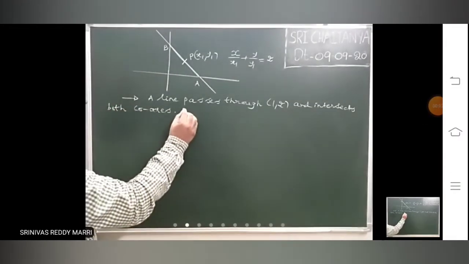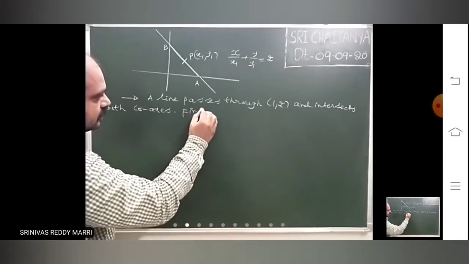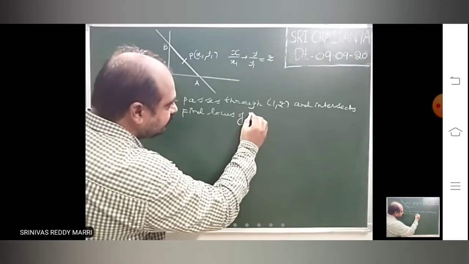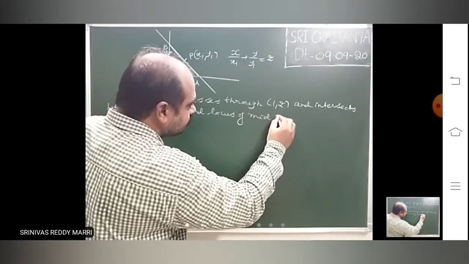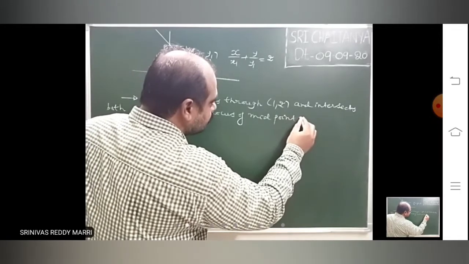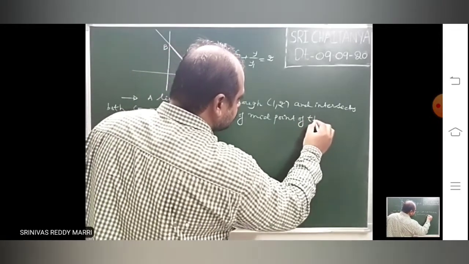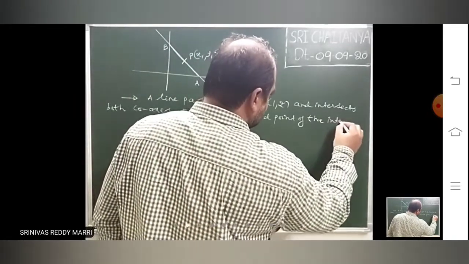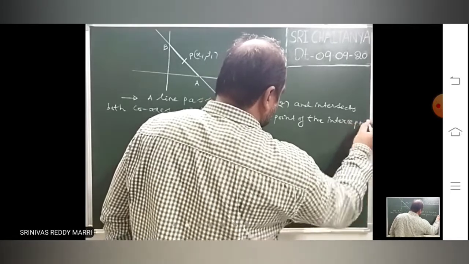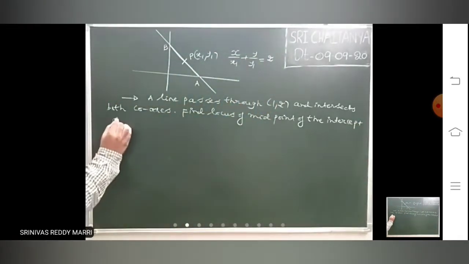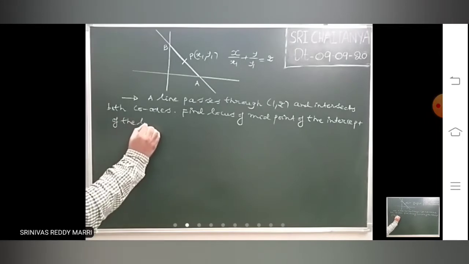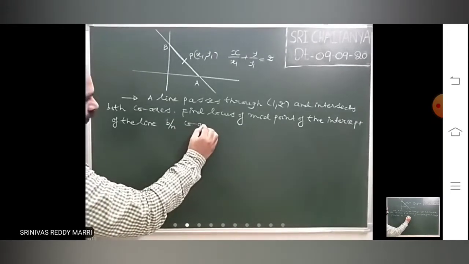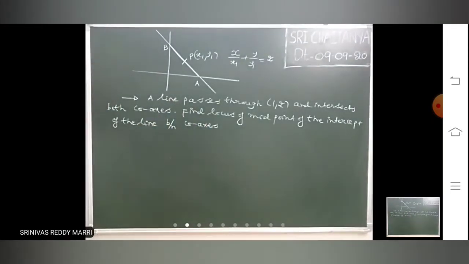Both coordinate axes. Find the locus of the midpoint of the intercept of the line between coordinate axes. Look at.